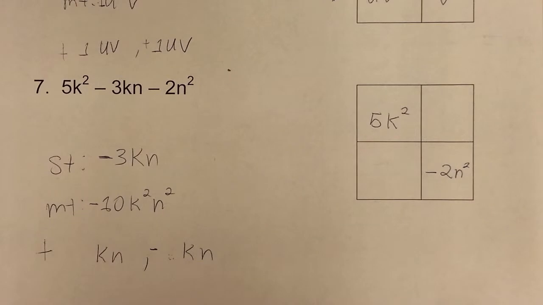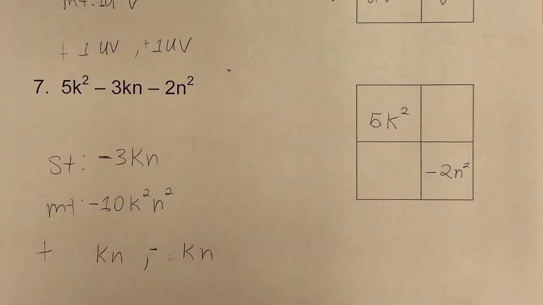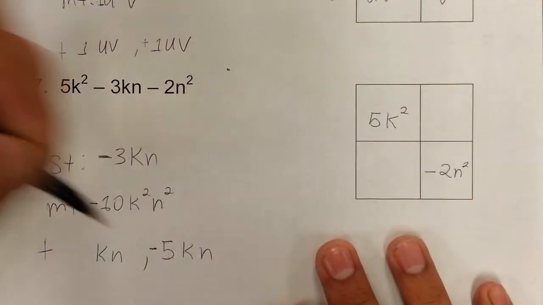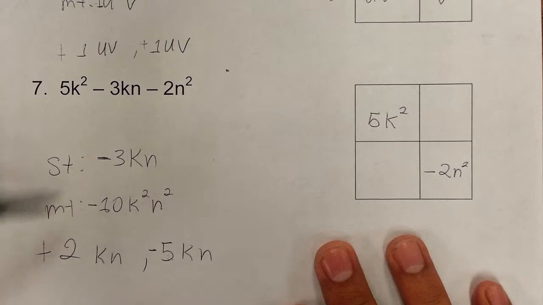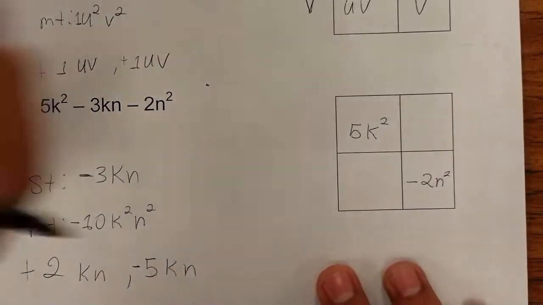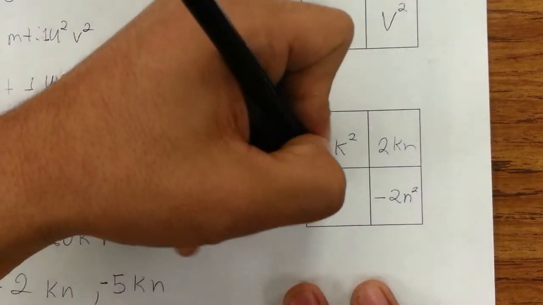We can do 5 and 2. 5 and 2 have a difference of 3. So 5 is larger, so we've got a negative 5kn and a positive 2kn. They would give me a negative 3kn, and multiply out to negative 10k squared n squared. Let's fill in where we can. We've got the 2kn and then the negative 5kn.